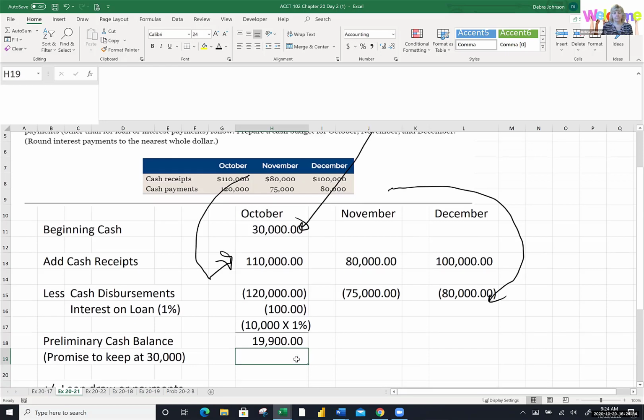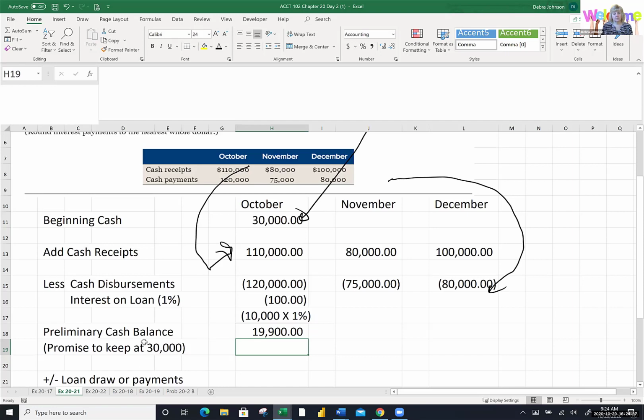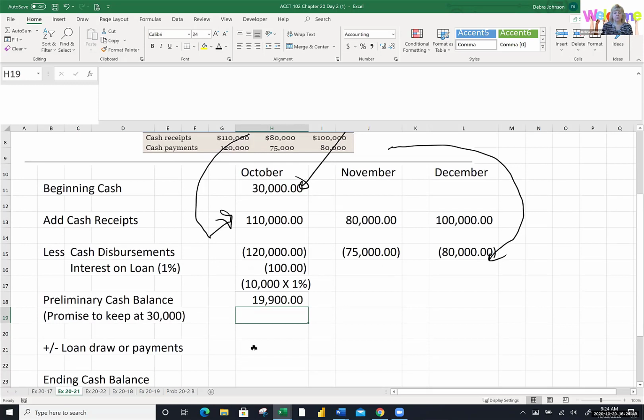19,900. Okay, now I promised at all times that I would keep that number at 30,000. So in order to have that 30,000 in there, I'm going to have to draw on my line of credit. How much? Whatever it takes to bring me up to 30,000. So you can go ahead and calculate that if you want. 30,000 minus 19,900 is going to be the balance that I need to pull from my loan to meet that debt covenant. I got 10,100. I hope you guys did too.